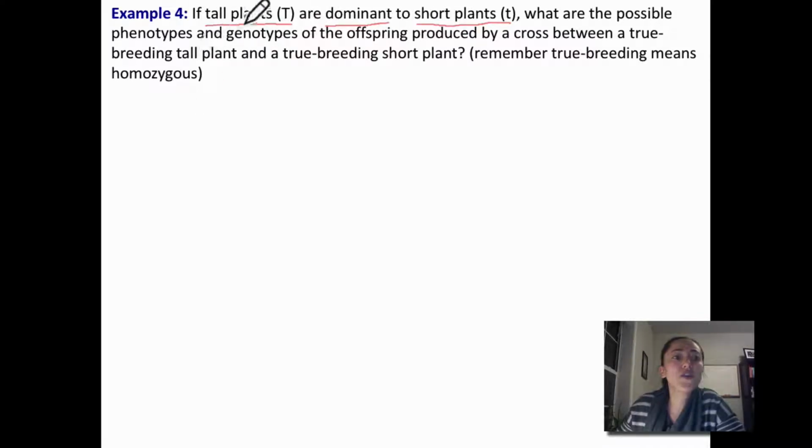So the first thing you always want to do is make a key. This is a very, very important step. It doesn't matter if it tells you it in the description. A key is vital always. So big T equals tall because it's the dominant trait. And little t equals short.